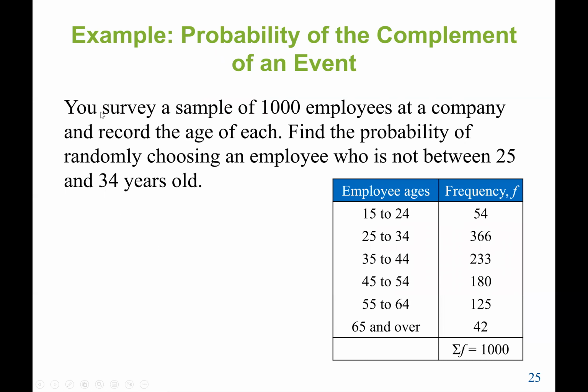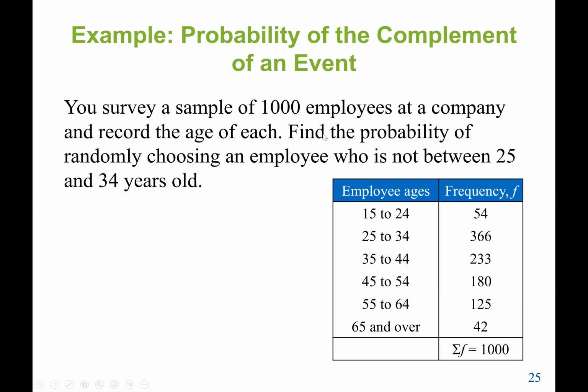Now, let's see an example. Here they say you survey a sample of 1,000 employees at a company and record the age of each. Find the probability of randomly choosing an employee who is not between 25 and 34 years old. This is our data here. We have employee ages between 15 to 24: 54 of them. Between 25 to 34, we have 366. Between 35 to 44, we have 233. All the way to 65 and over is 42. And the total employees is 1,000.